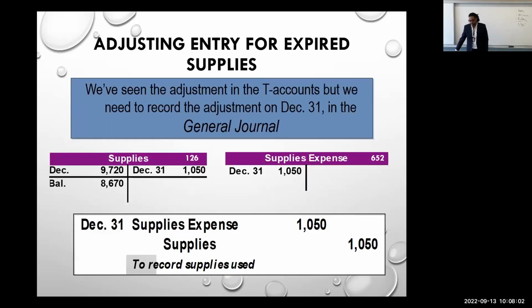This is a journal transaction. Debit supplies expense, credit supplies. Supplies is what type of account? Asset, liability, capital in, capital out, revenue or expense. Asset, fantastic.